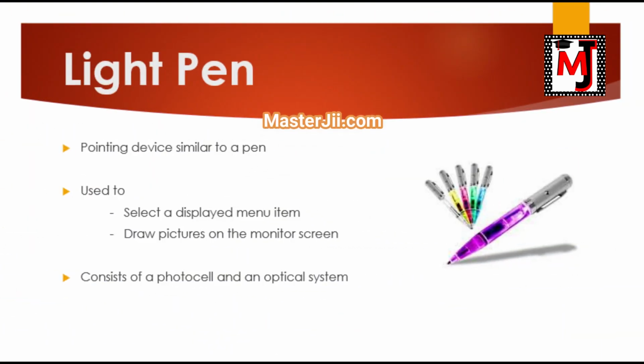And the next device is light pen. Light pen is a pointing device similar to a pen. It is used to select a displayed menu item or draw pictures on the monitor screen. It consists of a photocell and an optical system placed in a small tube.